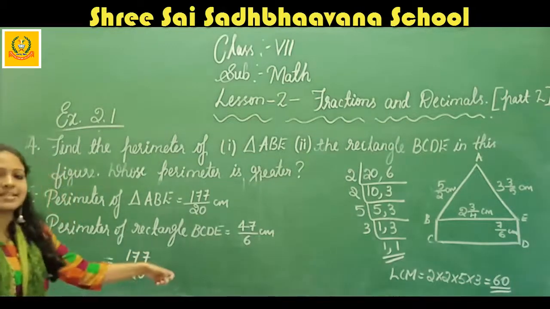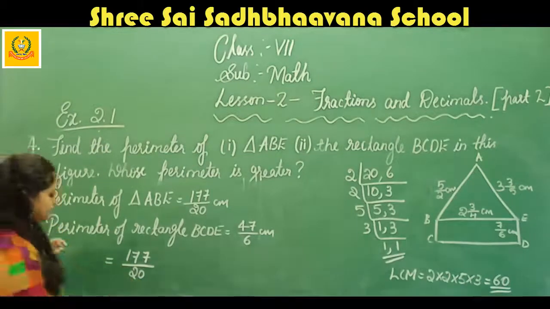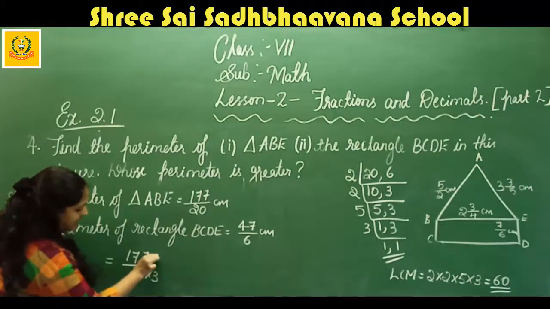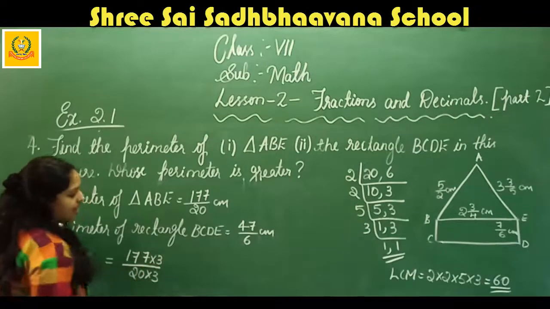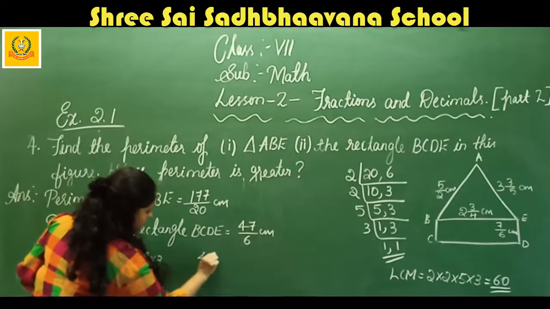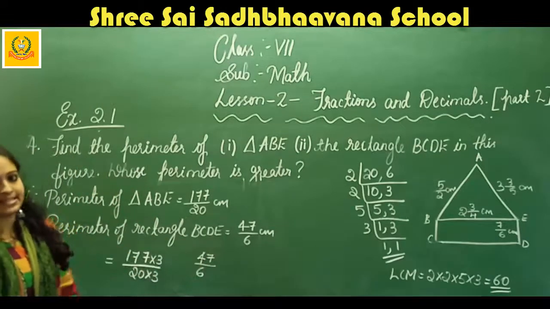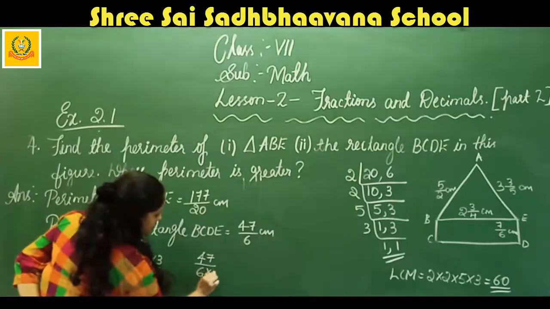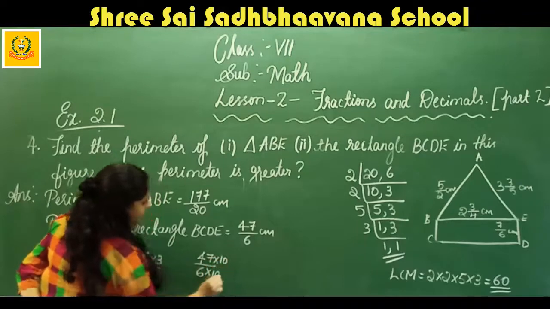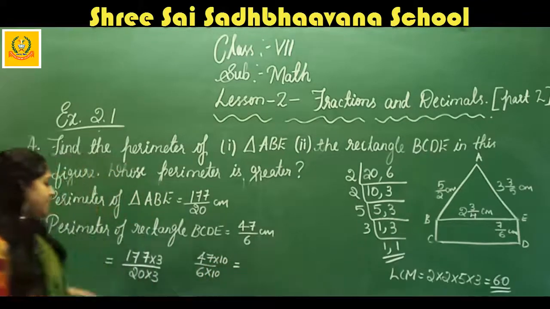Yes, 20, how many are 60? 23 are 60. So I have to multiply 3 here also by 3. And 47 by 6. 6, how many are 60? 6 tens are 60. So 10 into 10. Let us see what answer we will get here.